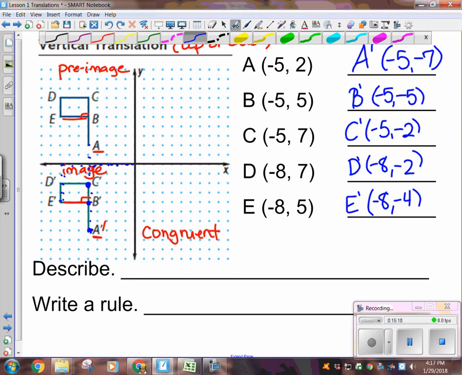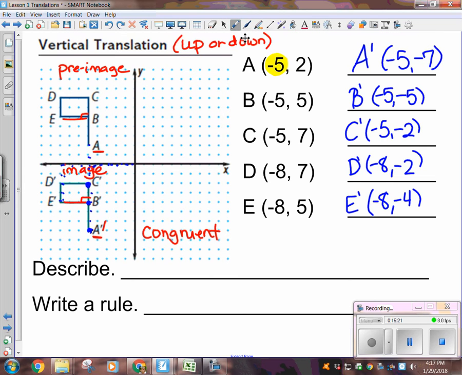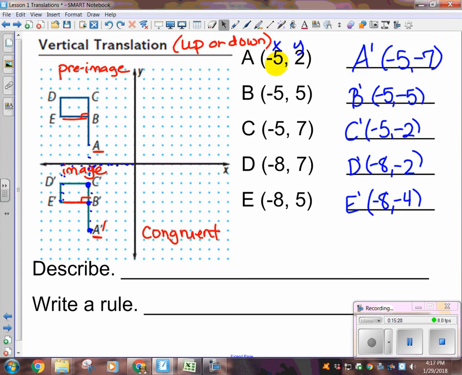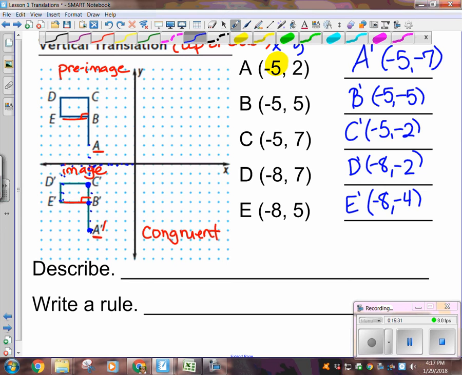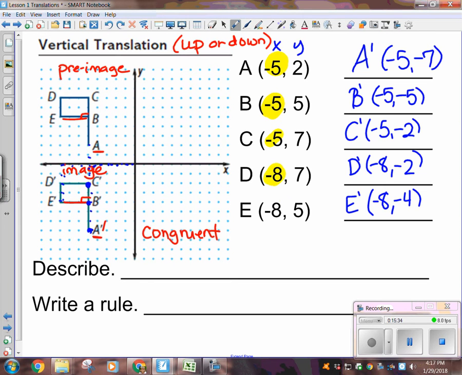What happened this time? Let's look for patterns. I'd like to point out the x coordinate. X always comes first, so x is first and y is second. The x coordinates are -5, -5, -8, -8. When I compare my old x's, or my pre-image x's, to my image x's, what do you notice? This time if we write anything in words, I hope we see that the x's stay the same. But the y's changed. Now let's pause and let's see how the y's changed.